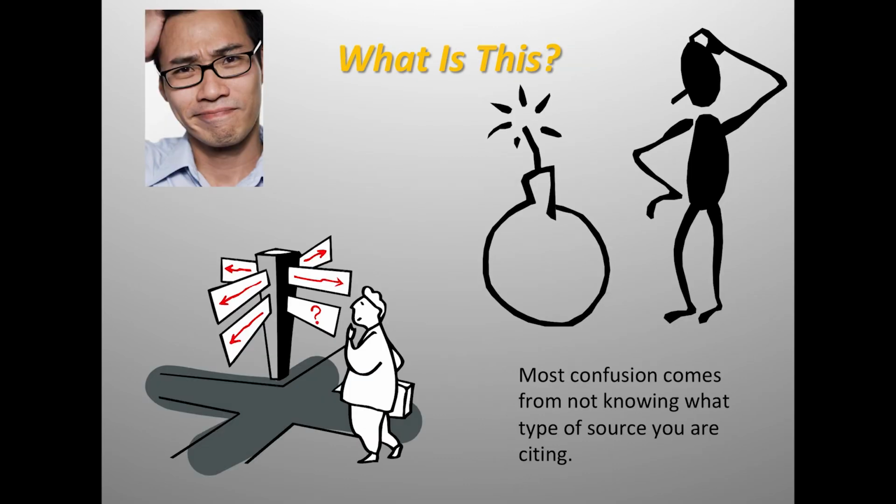All right, so a lot of confusion comes from students when they don't know what type of source this is. You might be looking at an online source, a newspaper that's online. You're like, well, how do I cite a newspaper that's online? So a lot of the time, you're just going to need to dig into a little resource that we've given you called the Little Brown Handbook.